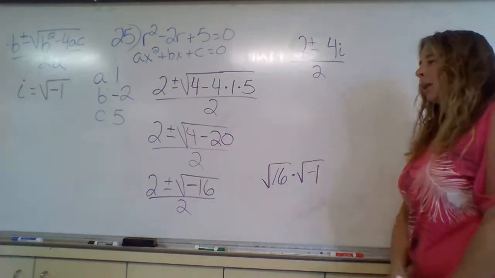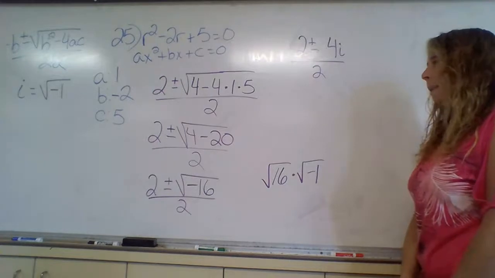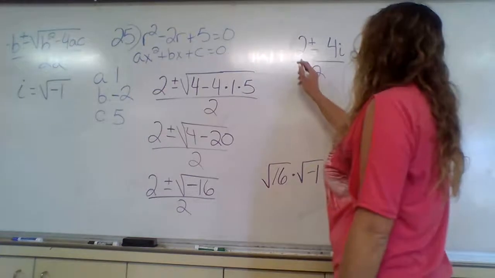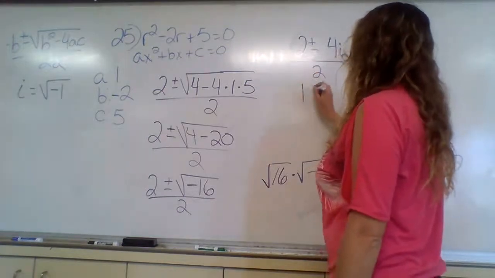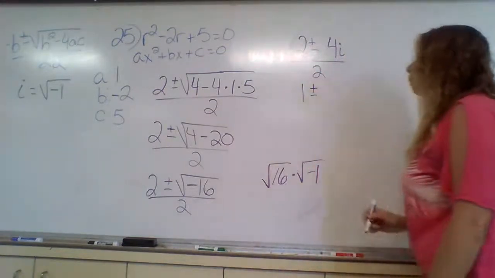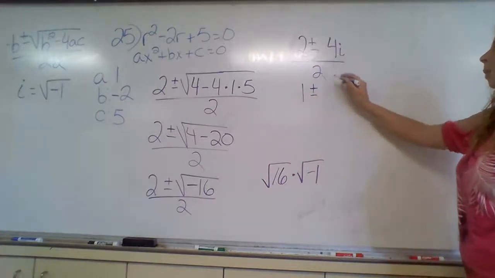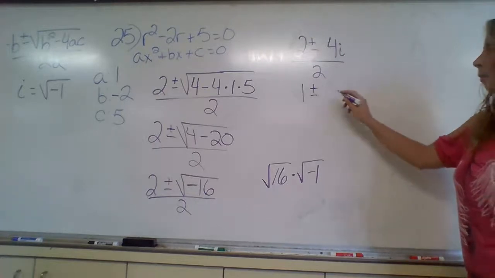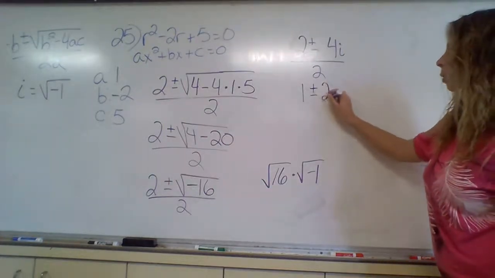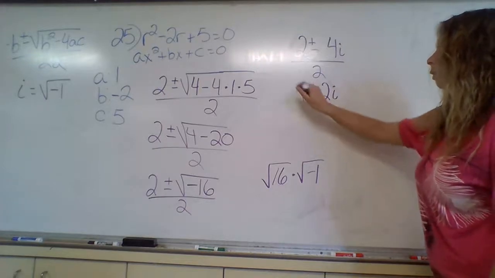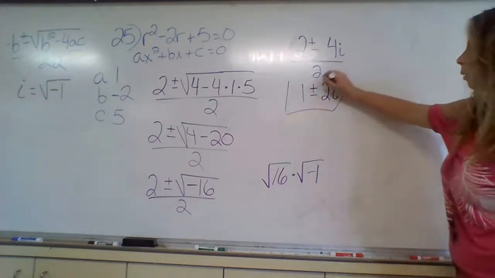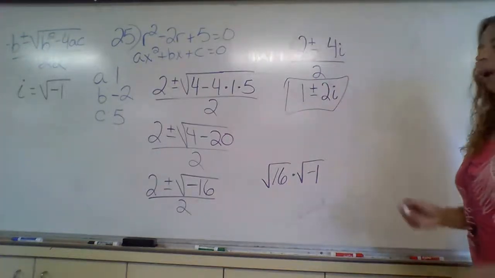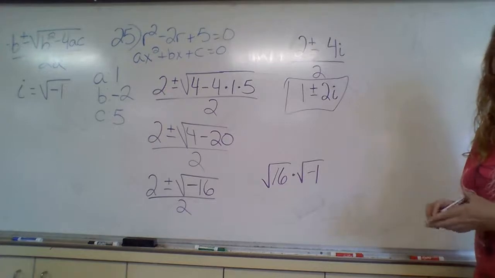Whenever I pause, it means I'm making you try and think about it before I say it. Okay. 2 divided by 2, 1 plus or minus 4i divided by 2 is 2i. So that would be your answer. Or your answers. There are 2 of them. All right. 1 plus or minus 2i.